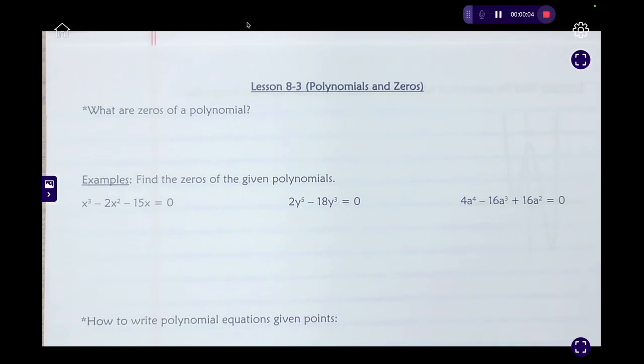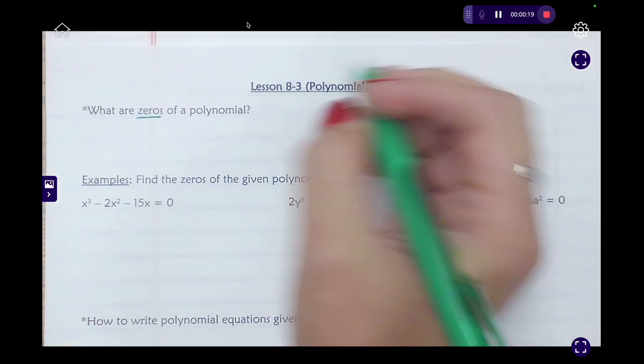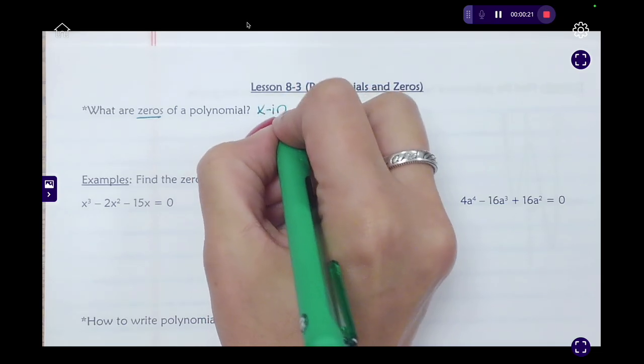All right, so now we're going to continue with polynomials, and we're going to look at what the zeros of the polynomials are and how we're going to find those zeros. Okay, so when I ask you what is the zero of a polynomial, it's going to be very similar to what we've done with quadratic functions. So when I ask you for the zeros, it is asking you for your x-intercepts.